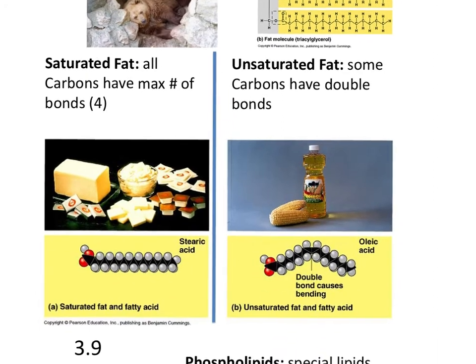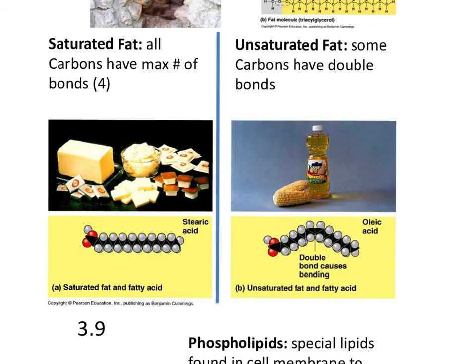Fats can be classified as either saturated or unsaturated. This isn't a hugely important idea, but it's the idea that different bonds can form between the monomers, thus allowing the fats to have different properties.